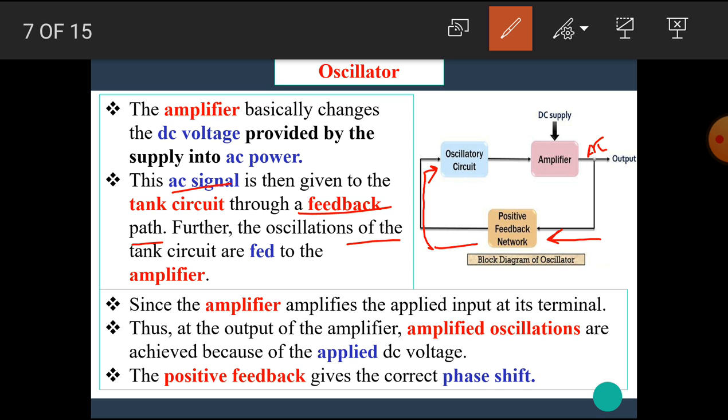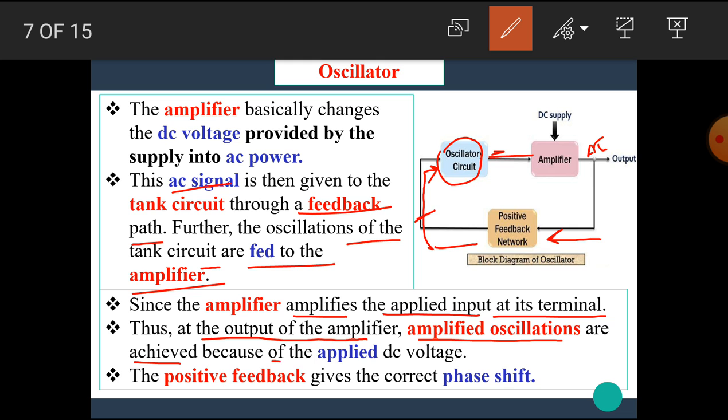Further, the oscillations of the tank circuit are fed to the amplifier. That means this oscillatory circuit oscillates through this signal and gives its output to the input of the amplifier. Since the amplifier amplifies the input at its terminal, at the output of the amplifier the amplified oscillations are achieved because of the applied DC voltage.